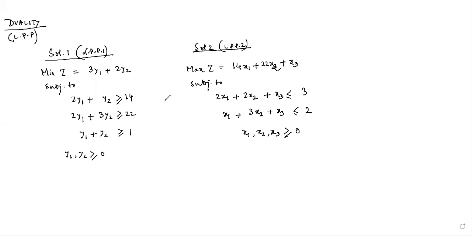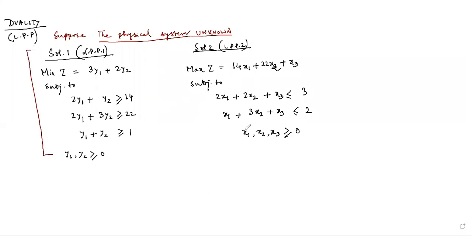Now, as I discussed the problem in the previous session, you know the physical system from which the two problems have been derived. Suppose the physical system is not known to us, and we have been given the solutions only. Now the experimenter is just declaring that this is the primal problem under consideration, and he wants to know what would be the dual of this given problem. He is asking us, and this is our job to find out.